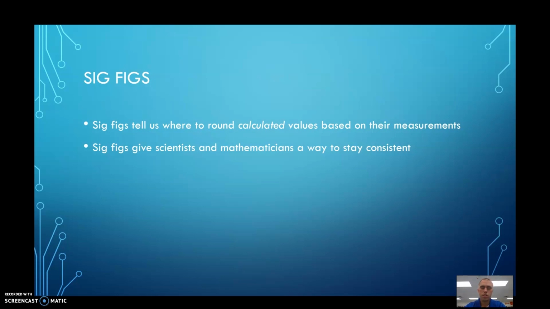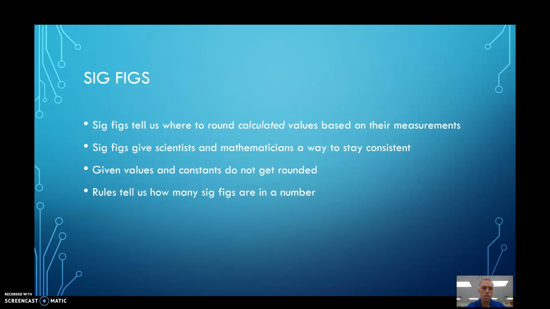Sig figs are going to give scientists another way to stay consistent. Okay, we talked about how we need to have a consistent way of making measurements. We need to have a consistent way of rounding numbers and writing numbers. Anything that's a given value in a question, a given value or a constant, doesn't get rounded. And we have some rules that tell us how many sig figs are in any given number. Okay, so that's where we're going to go next.